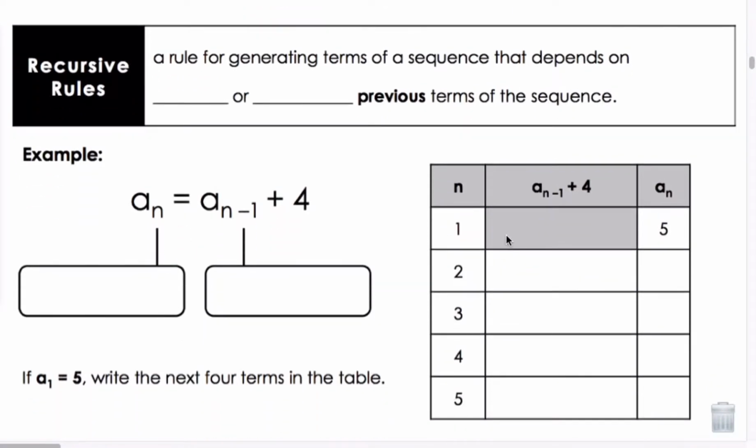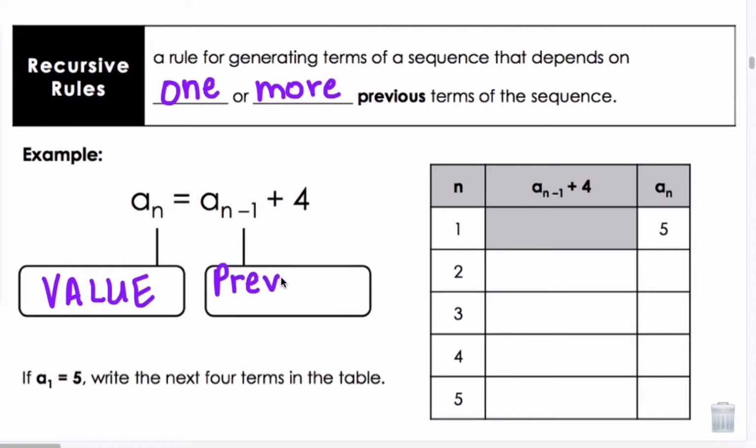And we're first going to talk about recursive rules, a rule for generating terms of a sequence that depends on one or more previous terms of the sequence. So we can identify this as the value we're looking for, and this is the previous value that we can use to help us find the new value.